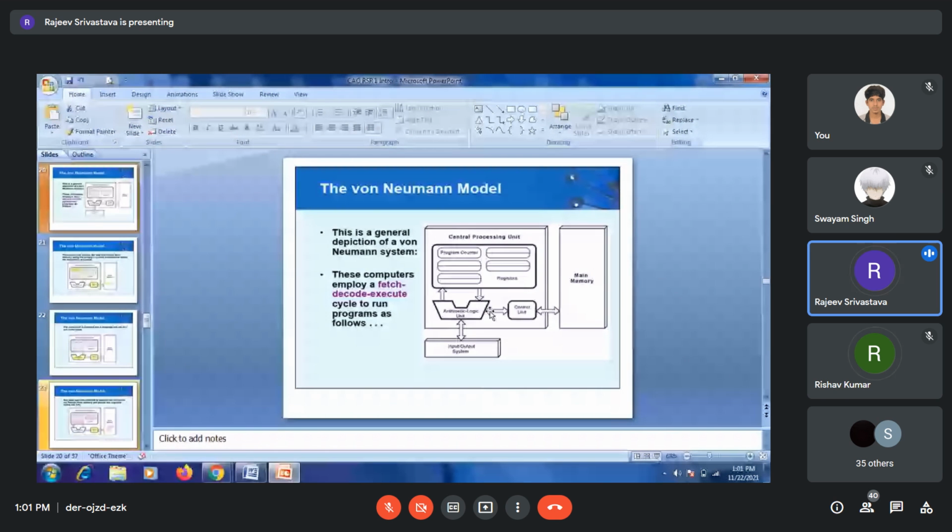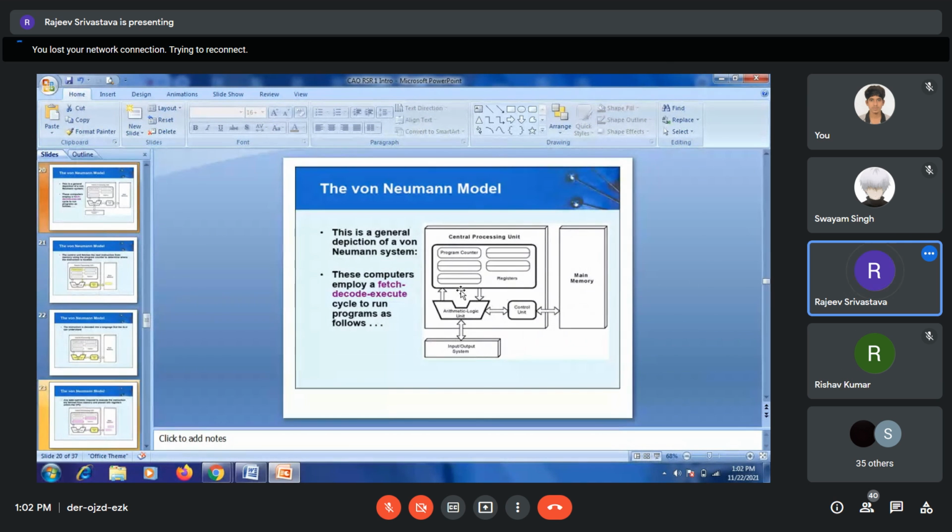Fetch means to take the instruction from main memory, then decode the instruction, whether it is add or subtract or something else. Because the instructions are written in 1 and 0, they have to be decoded, whether it is add, subtract, multiply, or a logical instruction, and then executed. Whether it is a simple program or a complex program, a simple computer or an advanced computer, these processes have to be done every time in the computer.